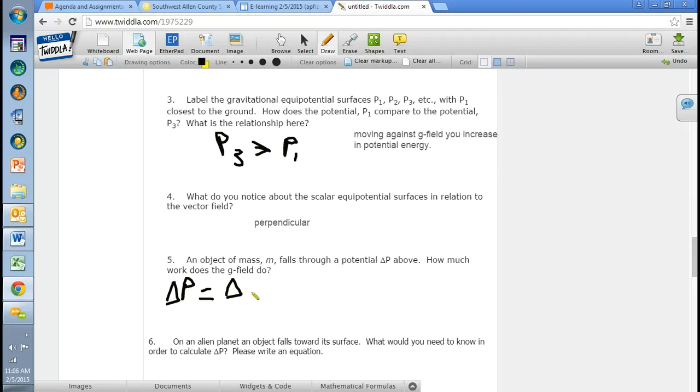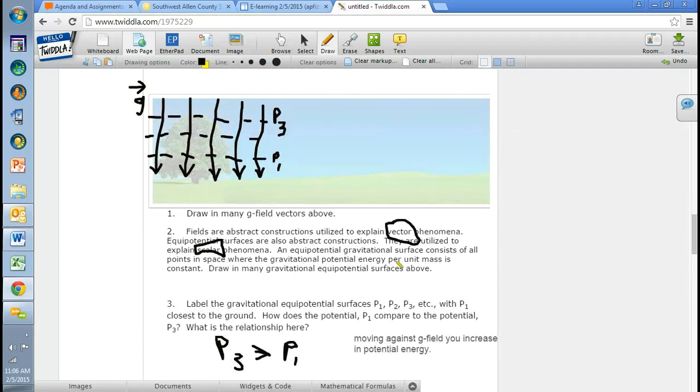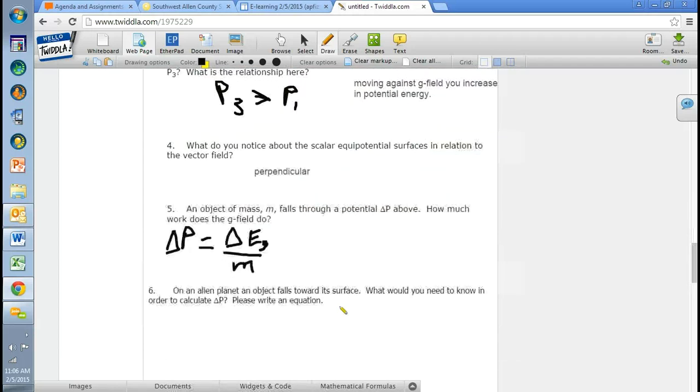Now be careful, this E is not the E field, that's energy. In fact, maybe I'll put a subscript G here: gravitational energy per unit mass. I think that's how it was defined above. It says an equipotential gravitational surface consists of all the points in space where the gravitational potential energy per unit mass is constant. So if I go from one potential to the next, there's going to be a change of energy because the mass is constant.